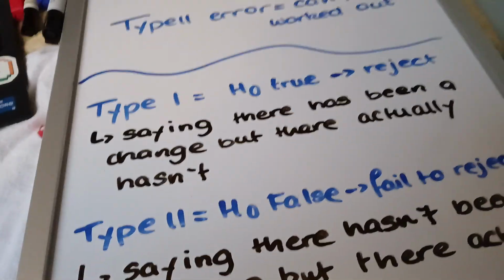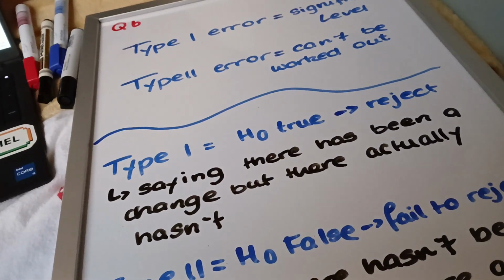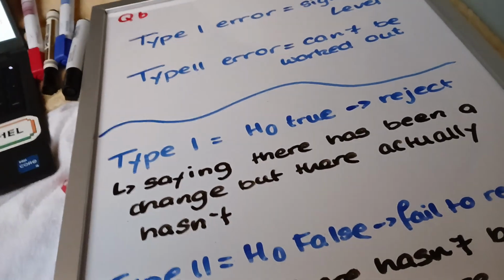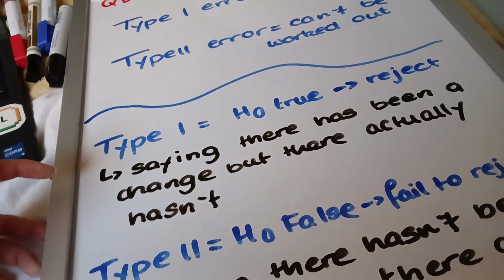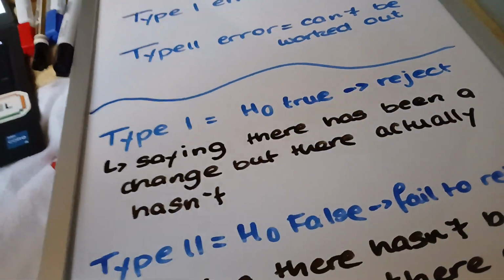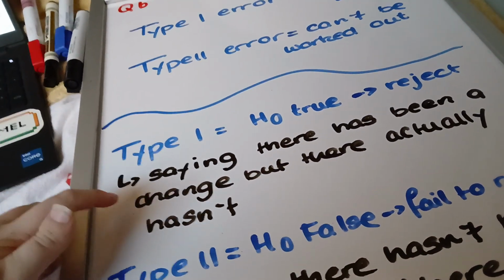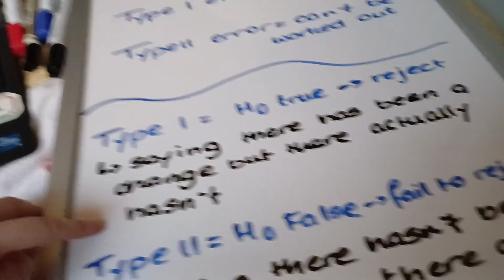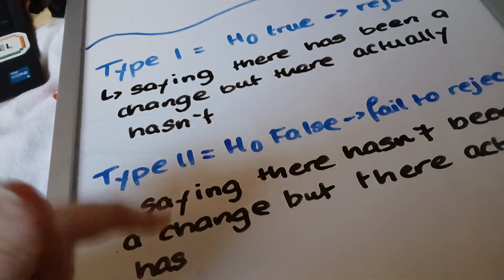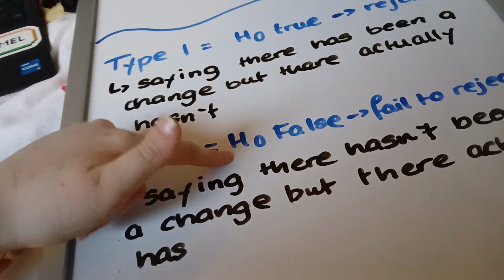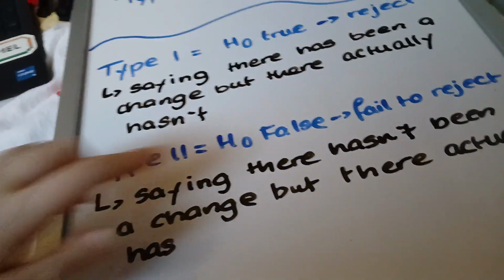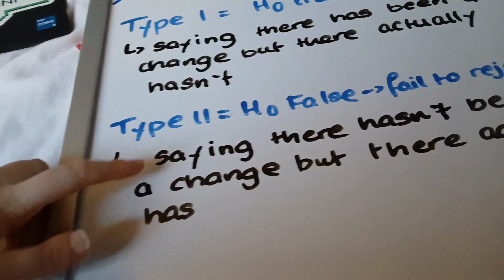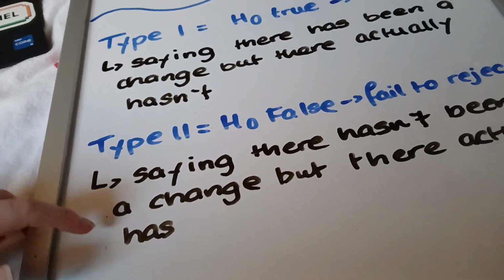A type 1 error is when the null hypothesis is true and you reject it. So you are saying that there has been a change, but there actually hasn't been one. The null hypothesis says that there is no change, but with a type 1 error, you're saying that there has been a change, when the null hypothesis is actually true. A type 2 error is when the null hypothesis is false, but you fail to reject it. So there has been a change, so the null hypothesis is wrong in saying that there isn't a difference, and you don't reject it. So you're saying that there hasn't been a change, but there actually has been one.